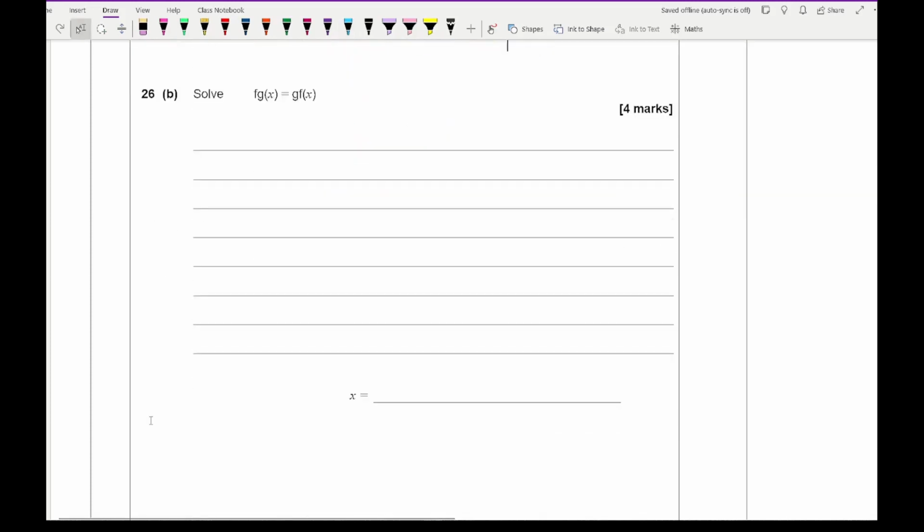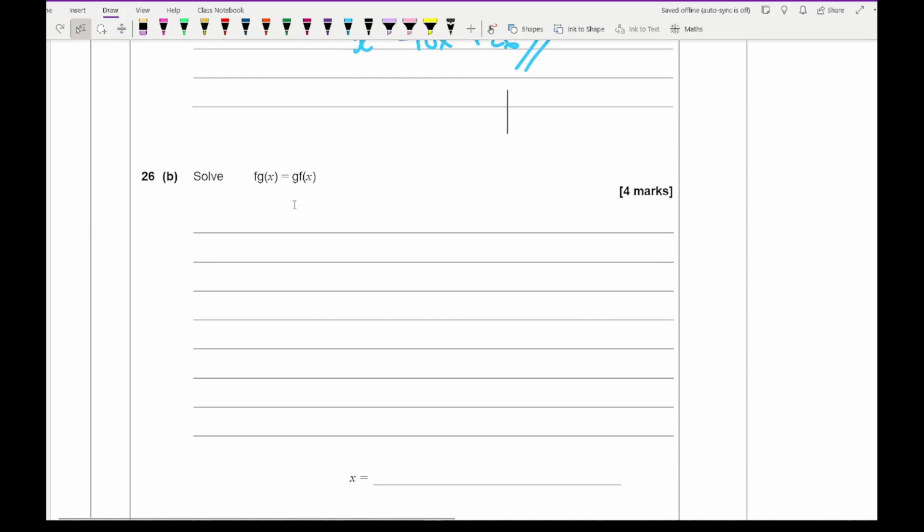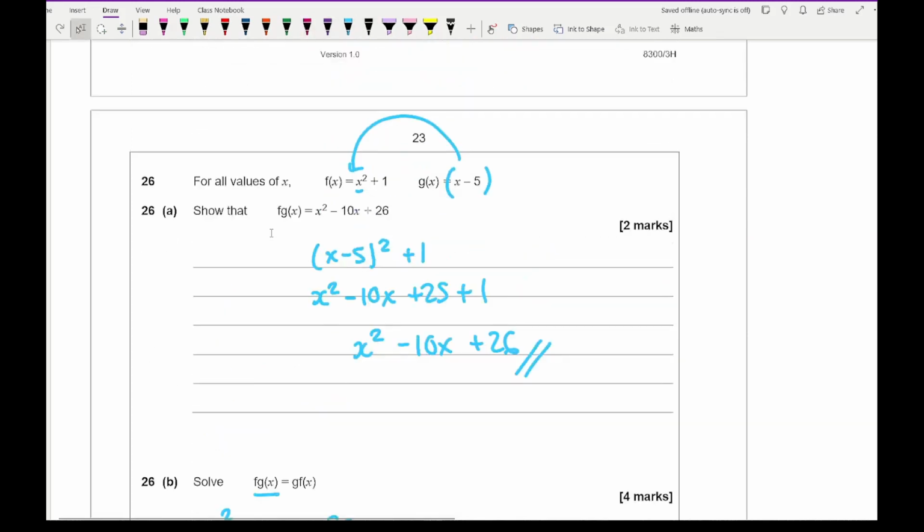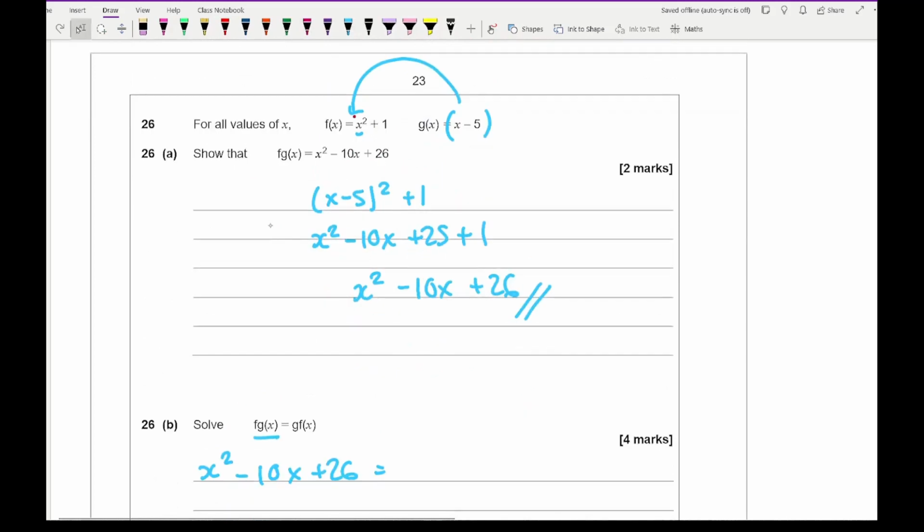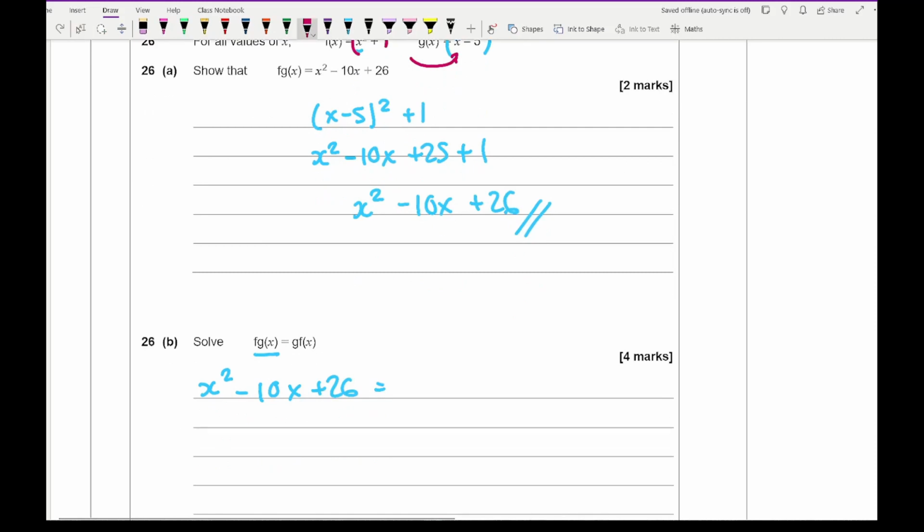Then for question 26b, it says show that fg of x equals gf of x. Well, if I just work this out, the first bit here is basically the same as A. And then for the second bit, this is where I need to substitute f into g. So instead I'm going to replace this where I've got an x. So here I'm going to end up with x squared plus 1 in brackets, take away 5.